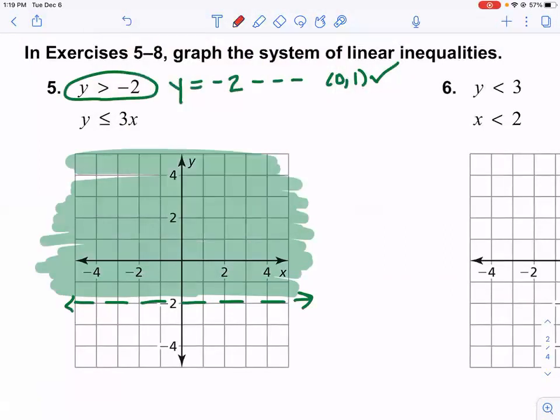Now, over here, we need to graph the line y equals 3x. Is this already in slope-intercept form? Yes. Our y-intercept is 0. And our slope, okay, we do have it. We have a solid line.